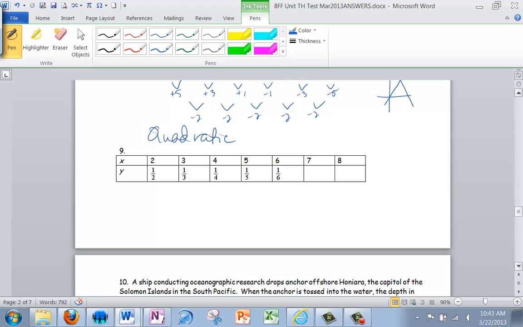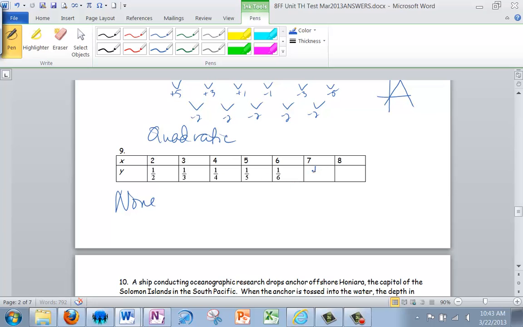Agreed. 9 is none of the above. And you need to say it does not increase by a constant. The y values are not multiplied by a constant. The second order differences are not constant. This is actually an inverse. Oh, I'm sorry, I forgot to give you the equation for the one above. I'll do that in just a second.